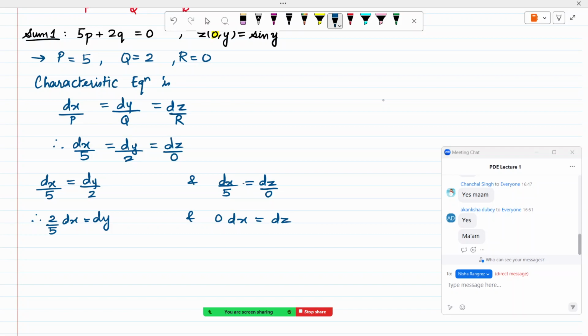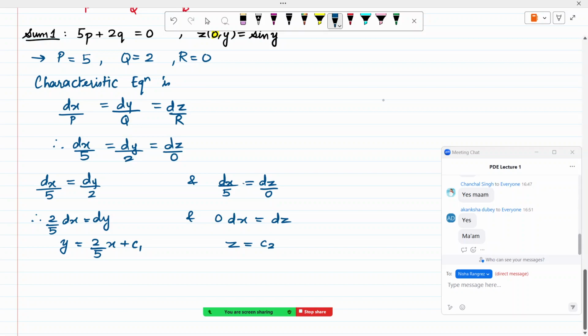Once I do that, I'll be integrating on both sides. The left hand side becomes y equal to 2 by 5 times x plus c1, and the right hand side becomes z is equal to c2, because the integral of 0 is 0, but the constant term will always come. Any doubts?